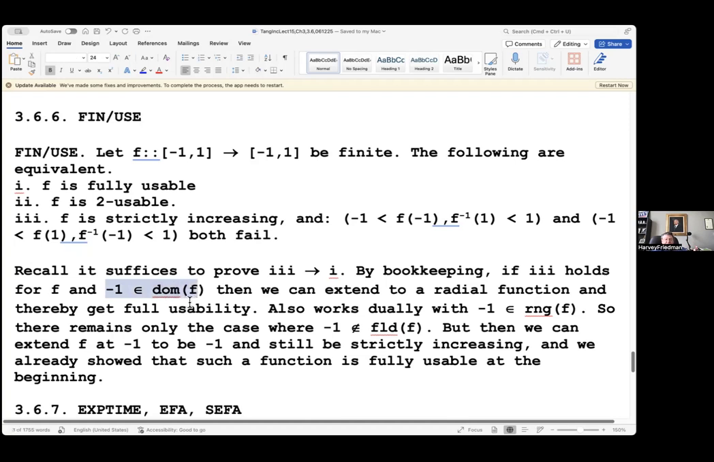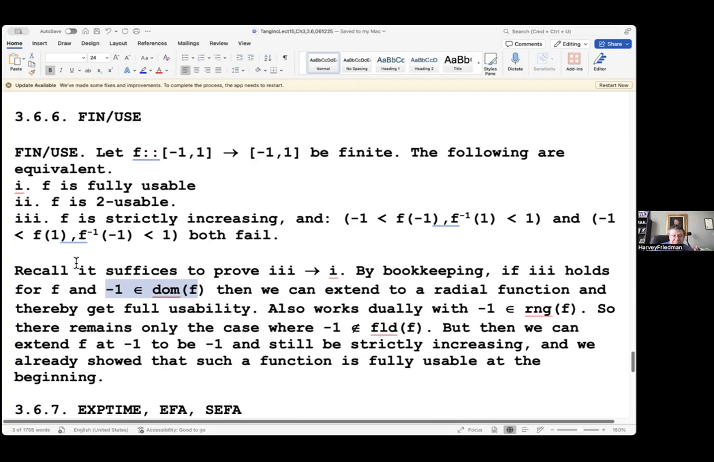Then we can extend to a radial function and get full usability. This also works dually if -1 is in the range of F. So there remains only the case where -1 is not in the field of F. That remains, but then we can extend F to be -1 at -1 and still be strictly increasing. And we already showed that such a function is fully usable at the beginning.